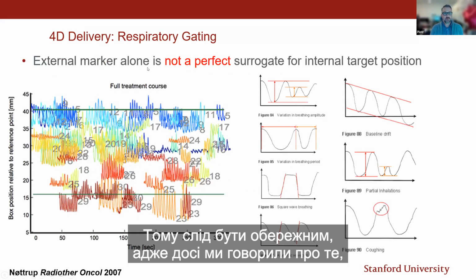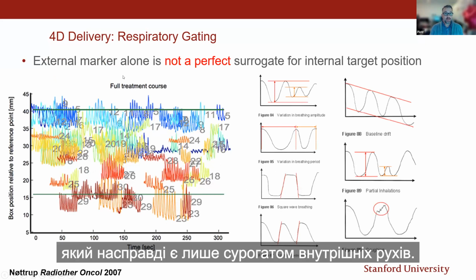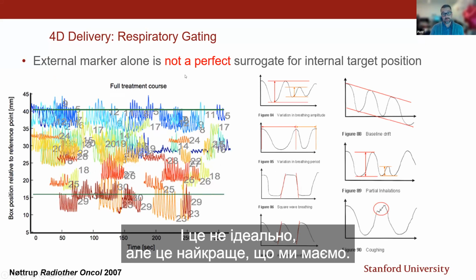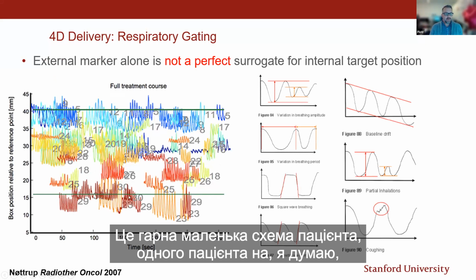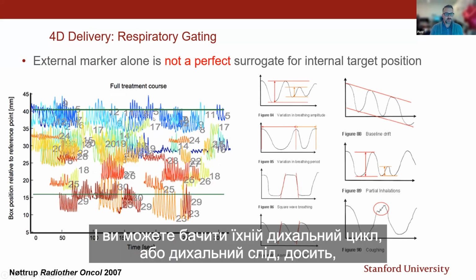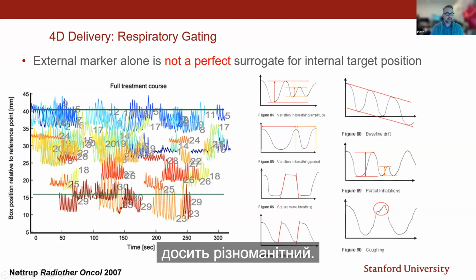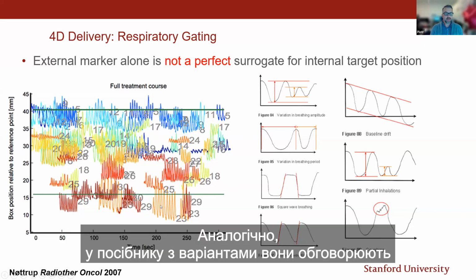One caution: so far we've been talking about basing everything on this respiratory signal, which is really just a surrogate for internal motion. It's not perfect by any stance, but it's the best we have, so we make it work. This is a nice schematic of a single patient over, I think, 20, 30 fractions. You can see the respiratory trace is quite varied. Sometimes it's large motion, sometimes it's little, sometimes it's in an absolute position here, sometimes there.